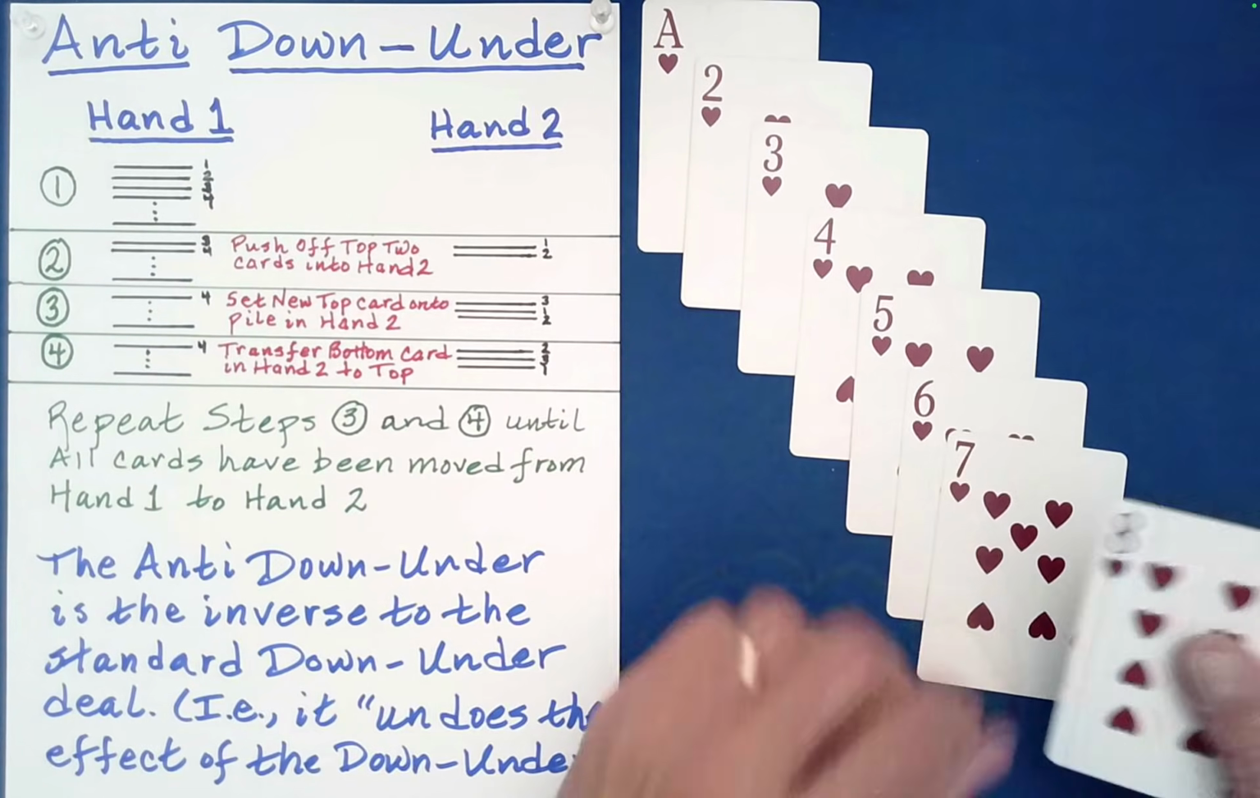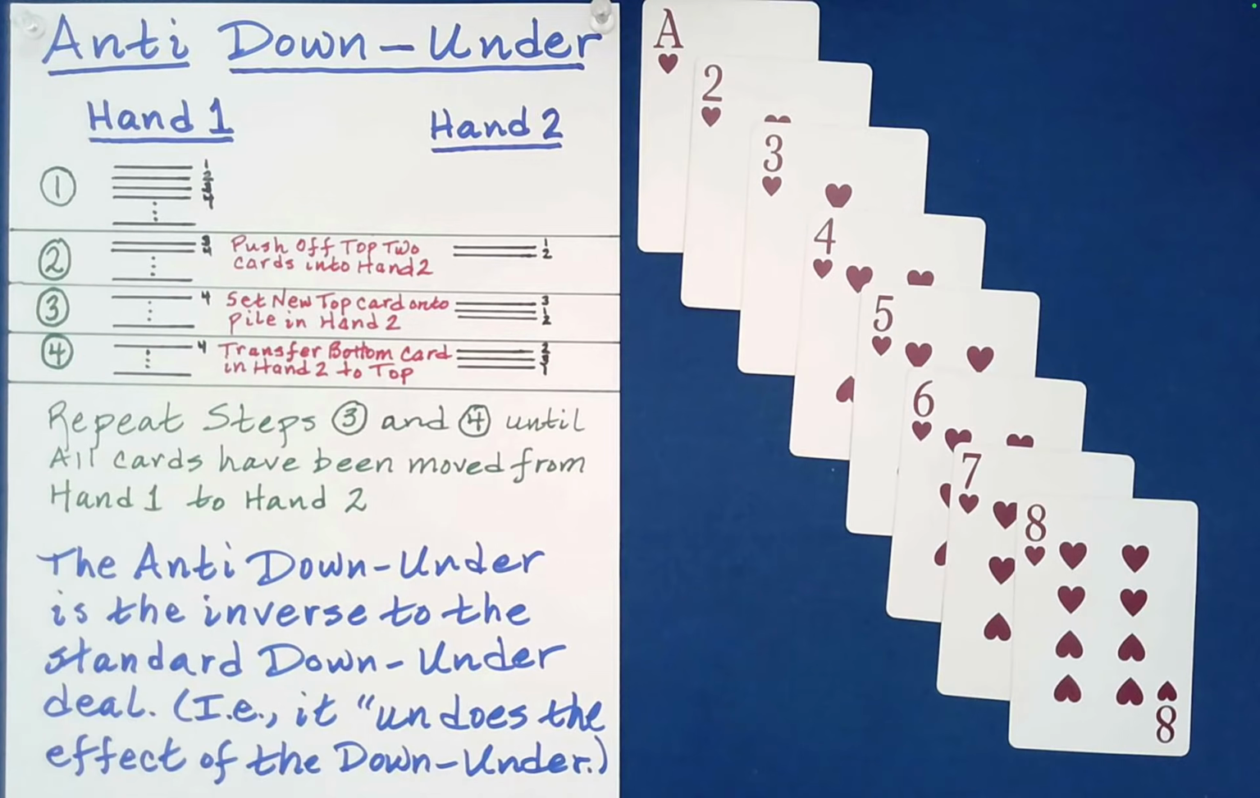Okay, so this is a very slick way to undo or reverse the effect of the Australian down under. When I use this on my channel in the future and people are not familiar with this dealing or shuffle, I will point you to this very video that we're recording right now. Okay, so that's all I wanted to share today. Just document this important inverse for the down under deal.